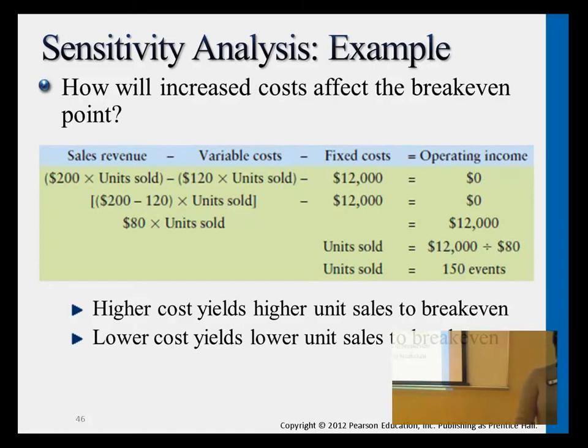So now we're increasing our cost, right? How will increased cost affect the break-even point? So again, we are calculating the same thing. The only thing, look what happens. Our sales price is $200, variable cost is 120, right? So we have $80 times units sold, and again, 12,000 to the right. So now we have 150 events.